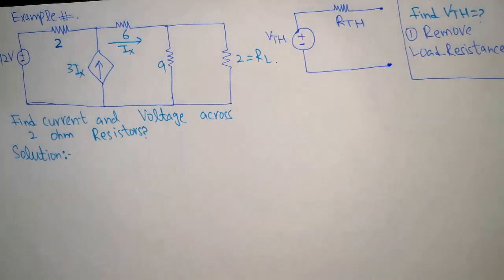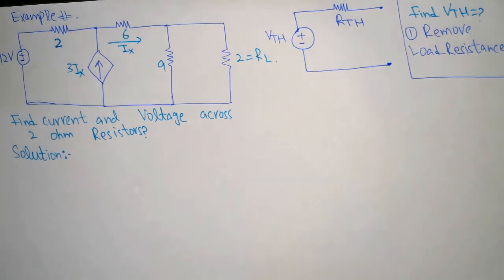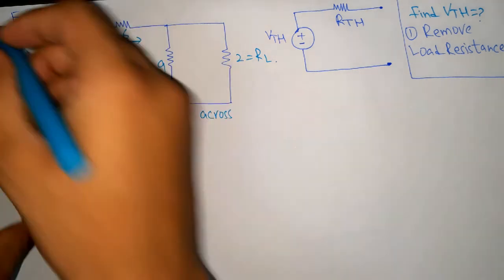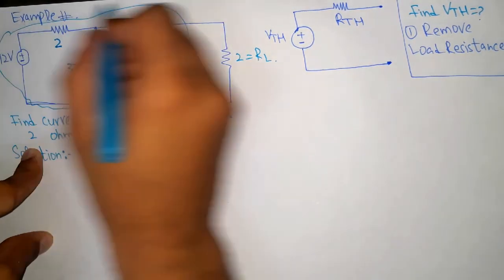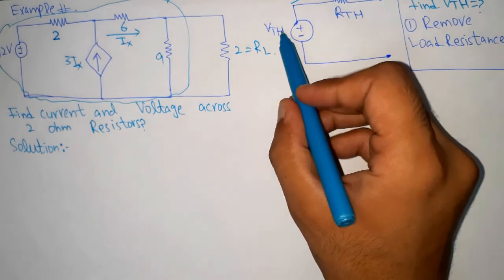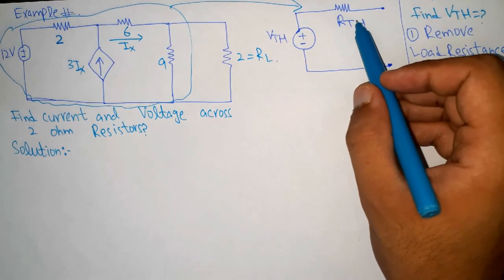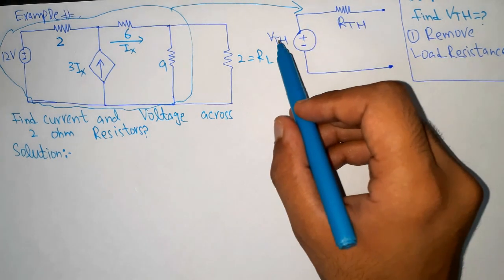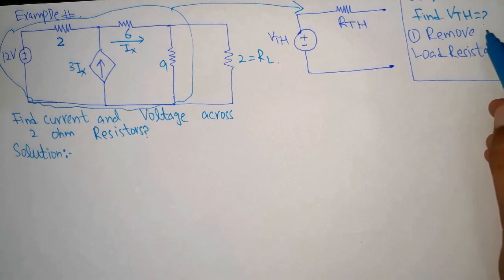Now students, in this example we need to find the current and voltage across the 2 ohm resistor, which is our load resistance. Our main aim is to compress this portion of the circuit into Thevenin's equivalent circuit form, consisting of Thevenin's voltage in series with Thevenin's resistance. So firstly I will find Thevenin's voltage using step 1.